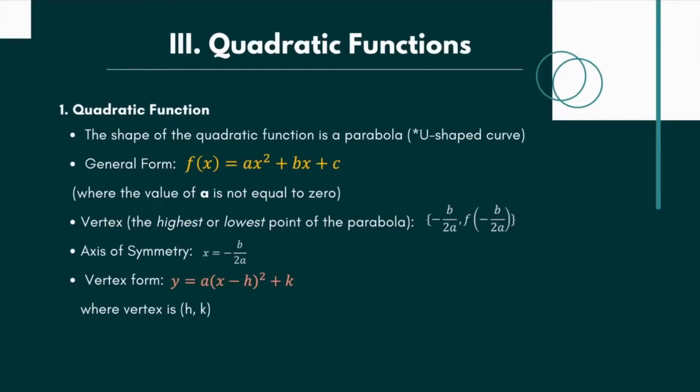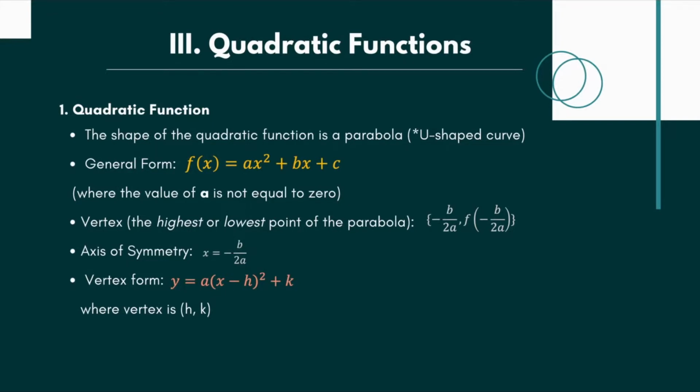Quadratic functions have a few important characteristics for us to note. First, the shape of the quadratic function is a parabola, or a U-shaped curve. The general form of a quadratic function is the following: f(x) equals ax squared plus bx plus c, where the value of a is not equal to 0.